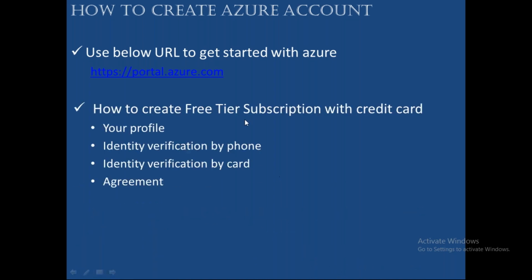So if you want to create a free tier subscription with a credit card, you need to follow 4 steps. That is, first you need to fill up your profile. Profile means general information such as your first name, last name, your company name, your phone number. So once you enter the phone number in the first step, in the second step you are going to verify that particular phone number. They will call you and tell you some OTP kind of number. So you need to verify this phone number with that particular number. Next, identity verification by card. So you need to enter your credit card and you have to prove that this credit card is active. How you are going to prove?